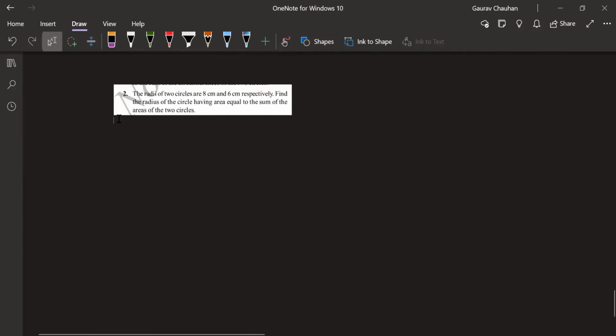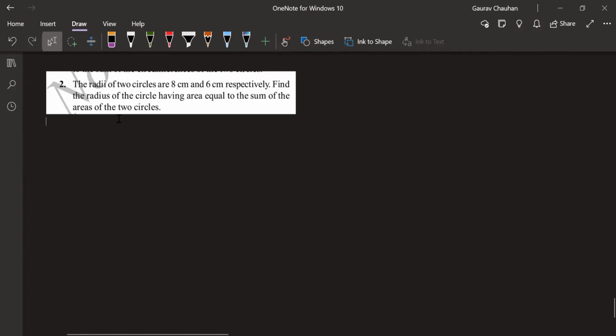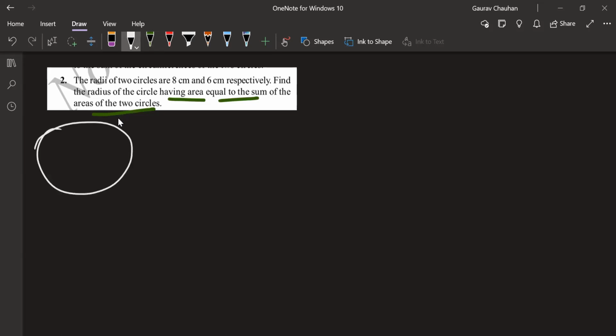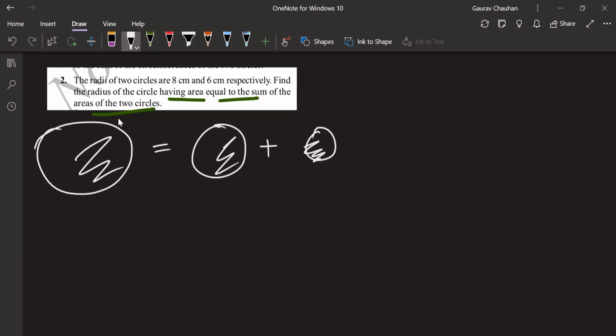Okay, question number 2, can we have a look? Radii of two circles are 8 centimeter and 6 centimeter respectively. Find the radius of the circle having area equal to sum of the areas of the two circles. So my final circle has area equal to this circle plus this circle. Area of the circle plus area of the circle. Okay with that? This is 8, this is 6.